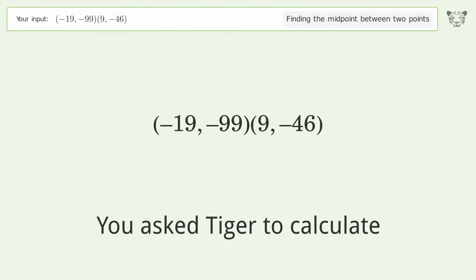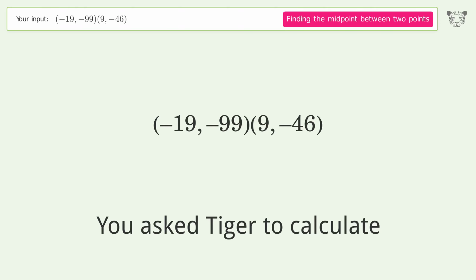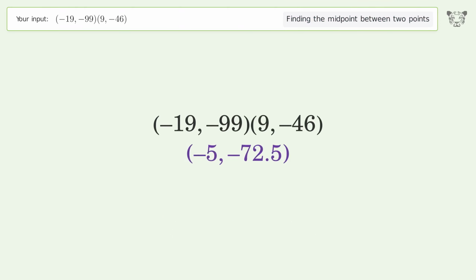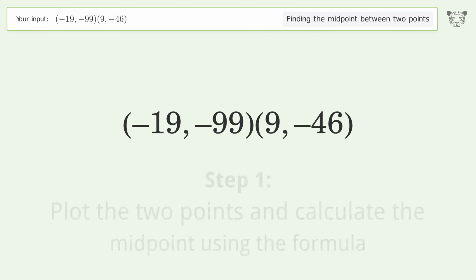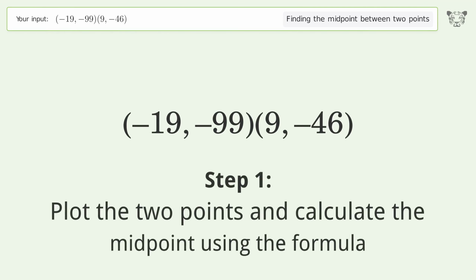You ask Tiger to calculate. This deals with finding the midpoint between 2 points. The midpoint between the 2 points is -5, -72.5. Let's solve it step by step. Plot the 2 points and calculate the midpoint using the formula.